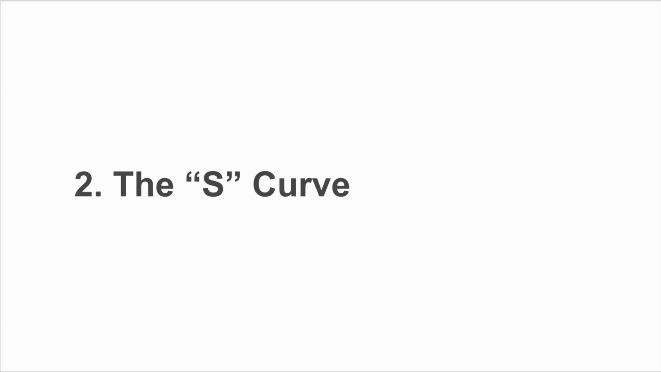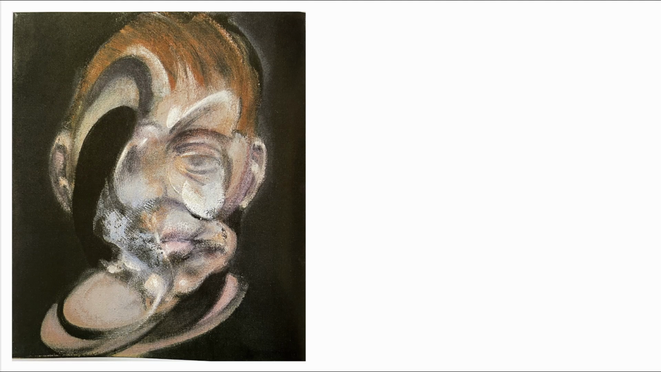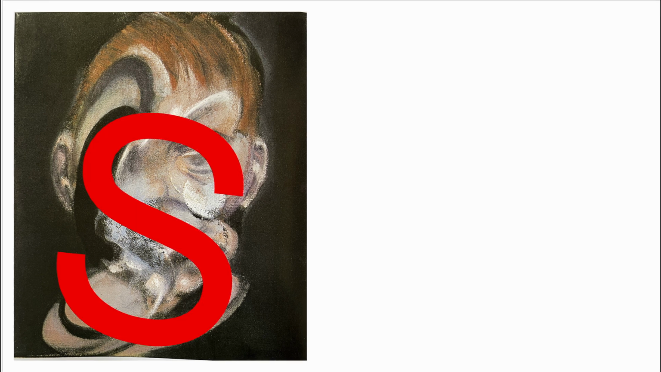The S-curve allows us to move our eye back and forth, meandering like a snake across the picture plane. Here's a painting by a painter named Francis Bacon. You can see there's a swooping and a pushing back and forth, and a general sense that there's an S. There's a push and a pull that moves our eye around the picture plane.